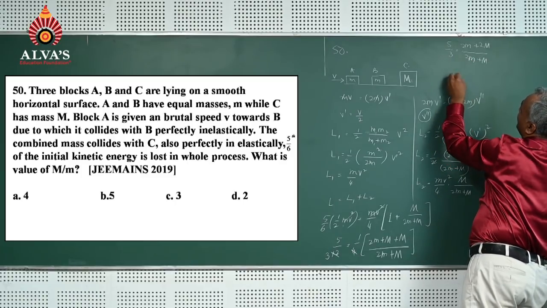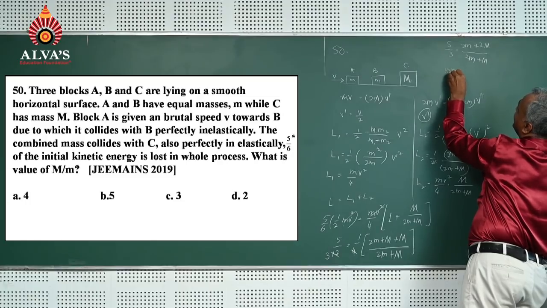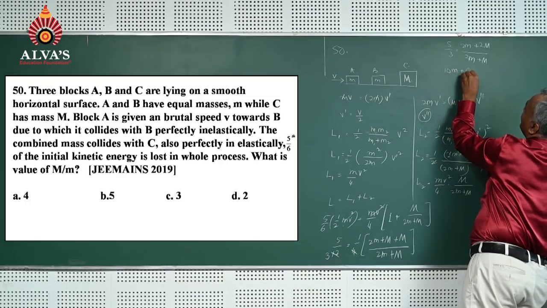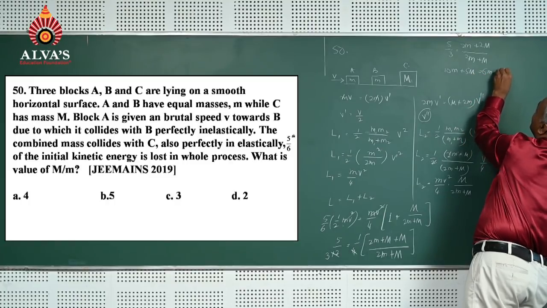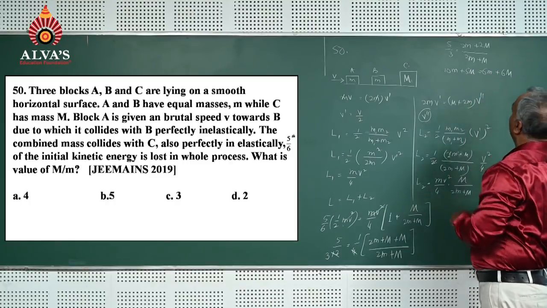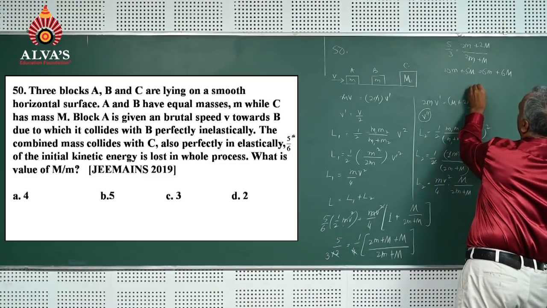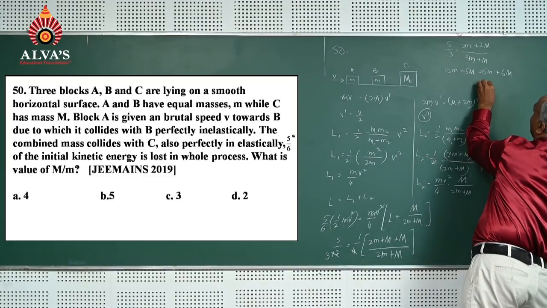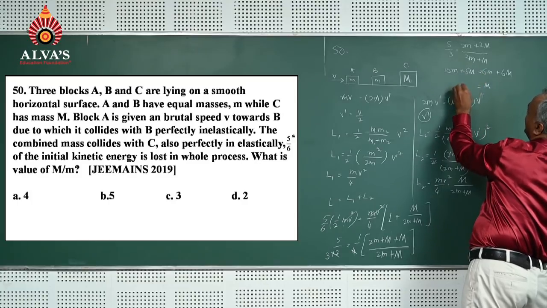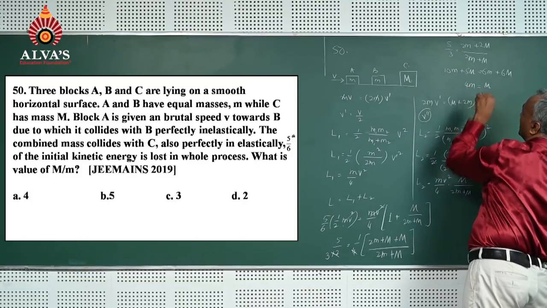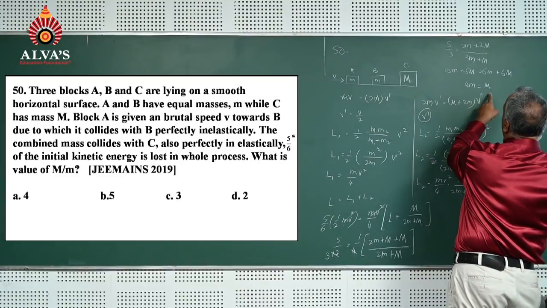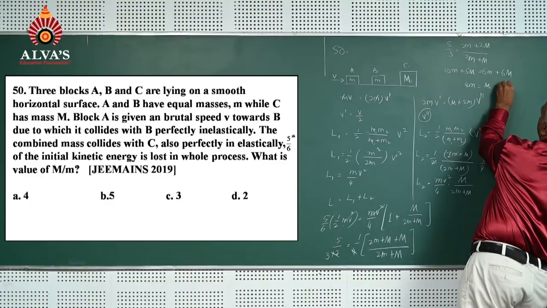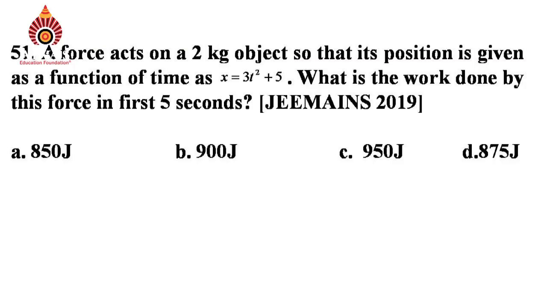So if you cross multiply, you are going to get 10m plus 5M is equal to 6m plus 6 capital M. You take 5m this side, you get 6m minus 5m, which is m. You take 6m this side, 10 minus 6, 4m you are going to get. And I want to find out what is capital M by small m. So capital M by small m will be equal to 4. So I'll go for option A.